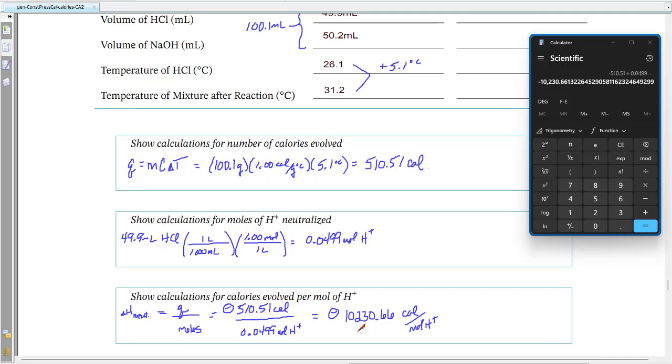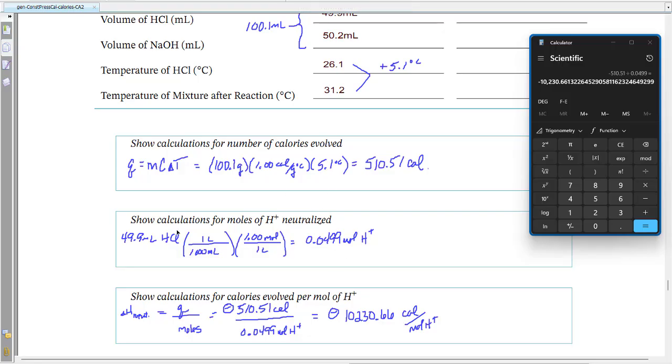Now, in case you're wondering, if you go to a reference source like the CRC handbook and you look up the heat of neutralization of HCl with NaOH, you're going to get about 13.7 kilocalories per mole. We got 10.2, so not bad. Experimental data, notwithstanding, we're in the right ballpark.